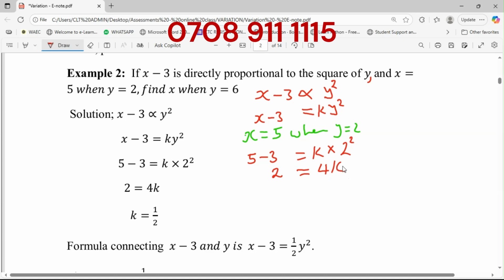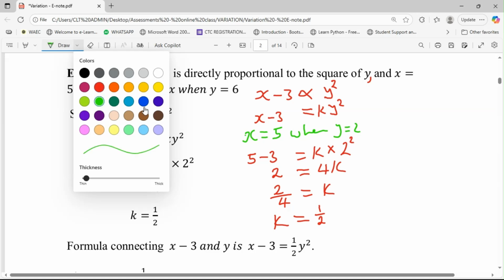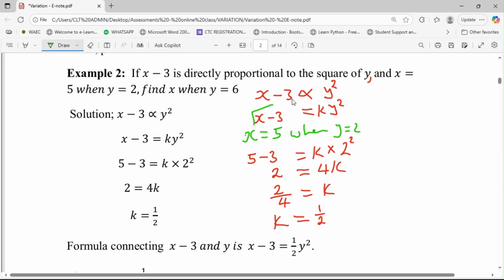So to get the value of k, divide both sides by 4. So 2 over 4 will be equal to what? k. So k equal to 2 over 4, which is 1 over 2. So k equals 1 over what? 2. So this is how they got the value of k here, 1 over 2. Now, having gotten the value of k, what do we do next? Take this value of k and insert it into this equation.